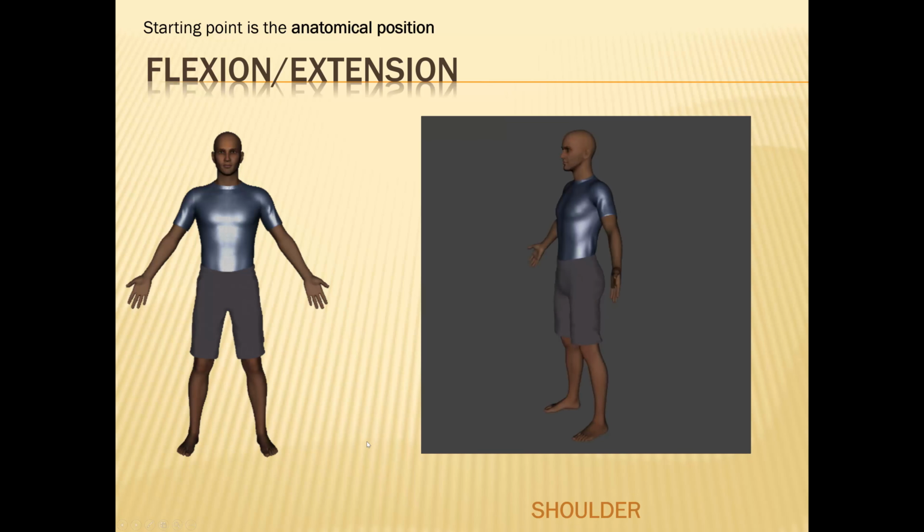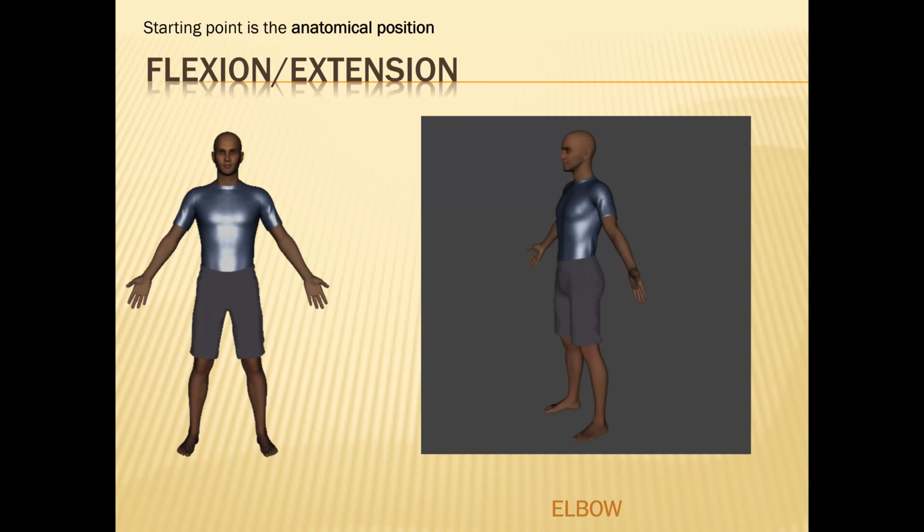We can also look at the shoulder. So we're looking at the joint between the humerus and the scapula. So with the shoulder, if we move it forward in the anterior position, that's flexion. Moving it back to the anatomical position is extension. Moving it past the anatomical position, further posterior, would be hyperextension. So seeing those again, flexion, extension, hyperextension.